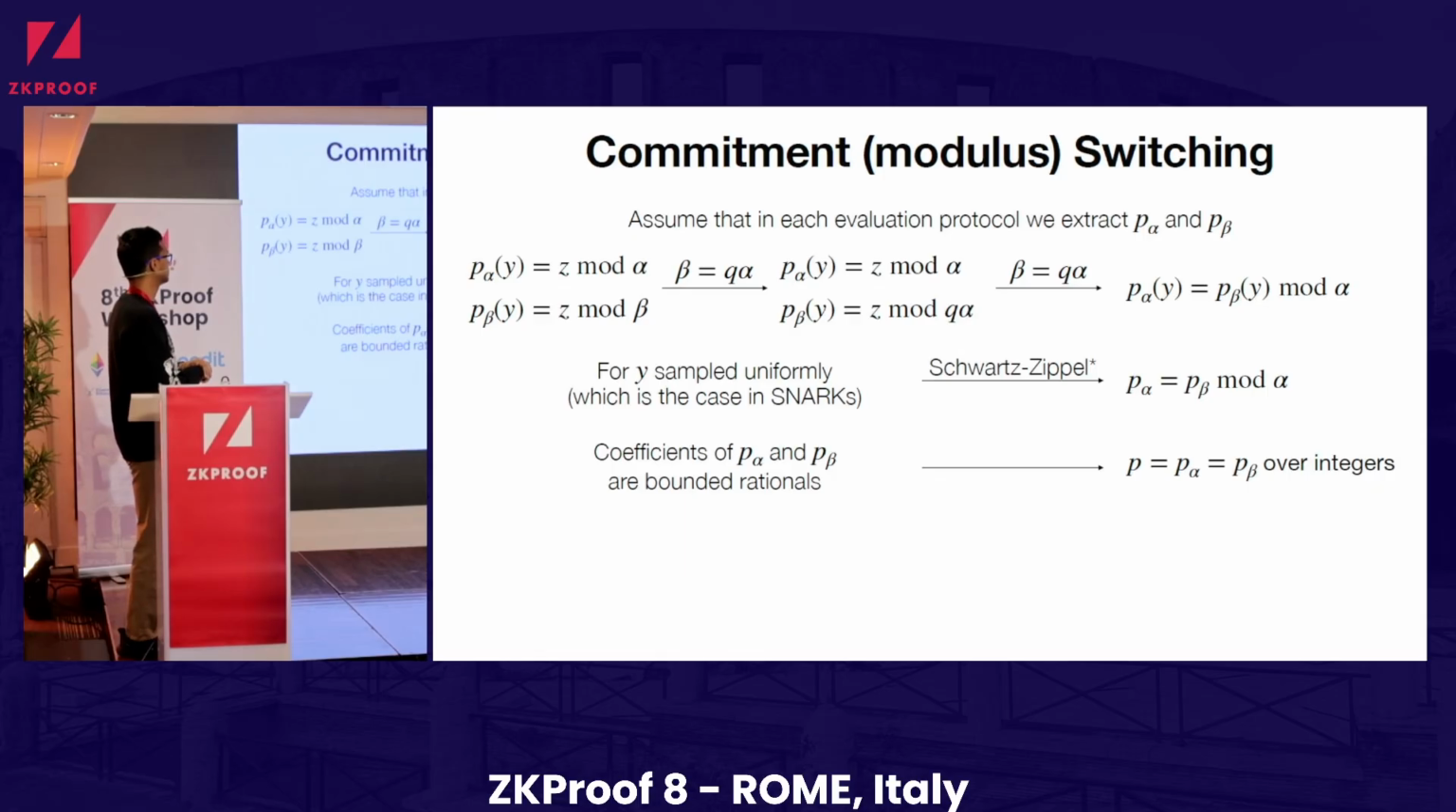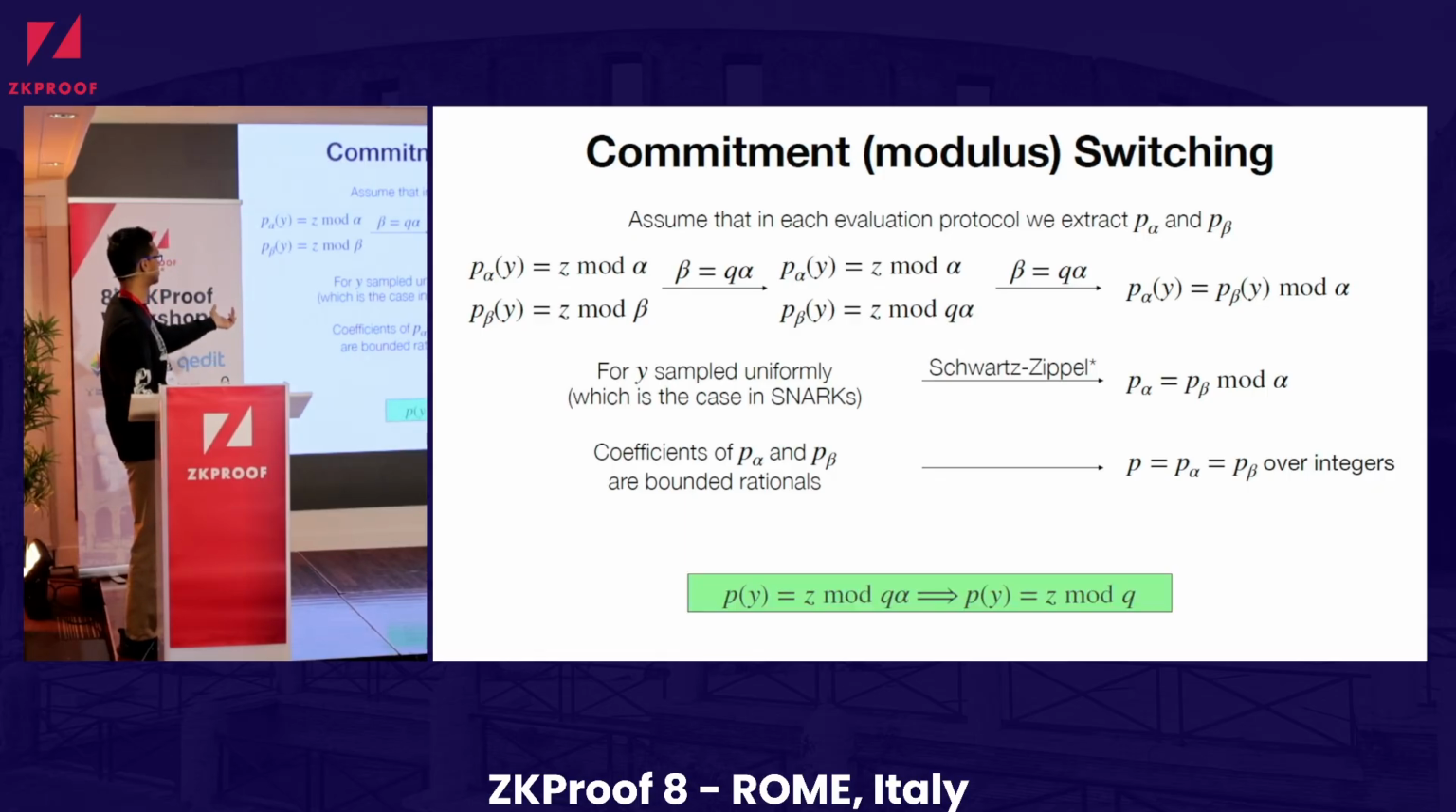And going from P of y being correct mod beta is very simple. It's very simple to go from that to being correct mod q. All you have to do is take the whole equation mod q, and you're done, right?